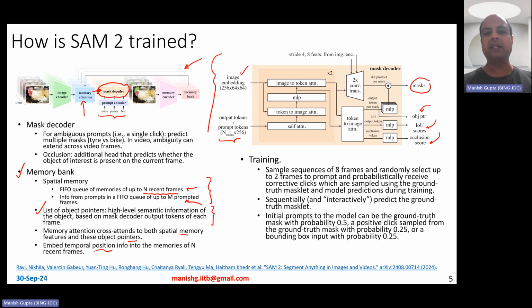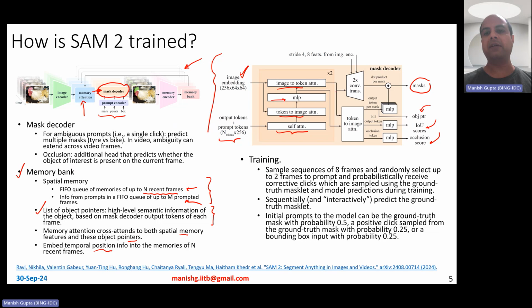So the mask decoder is basically taking these prompt tokens and the image embedding tokens. On the prompt tokens, of course, it first does self-attention, then it does cross-attention. So cross-attention between the prompt tokens and the image embeddings, and then image embeddings and the prompt tokens, right? Once it does both ways of cross-attention, two-way cross-attention, of course, it has some dense layers also.